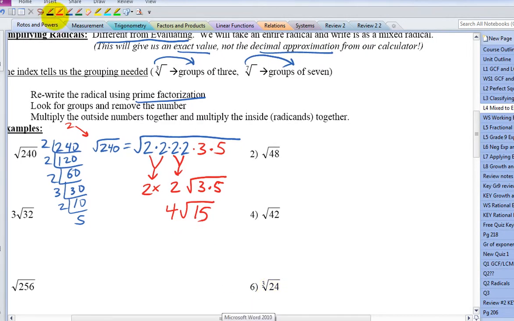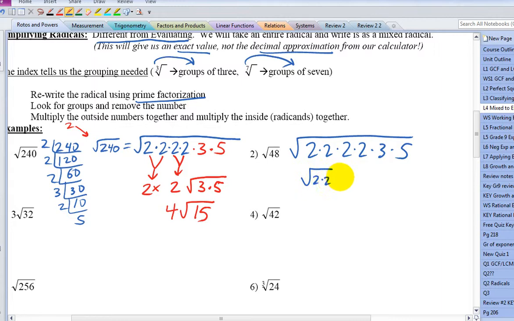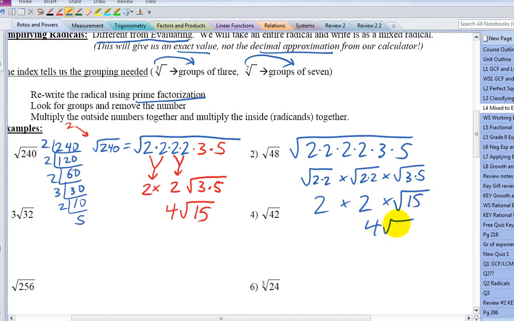Okay. Now, I can do this a different way as well. Check this out. Don't write this down. 1, 2, 3, 4. The textbook might do this: 2 times 2 times 2 times 2 times 3 times 5. Right? Different way of writing it. It's all good. This would be 2 times 2 times 15, 4 root 15.